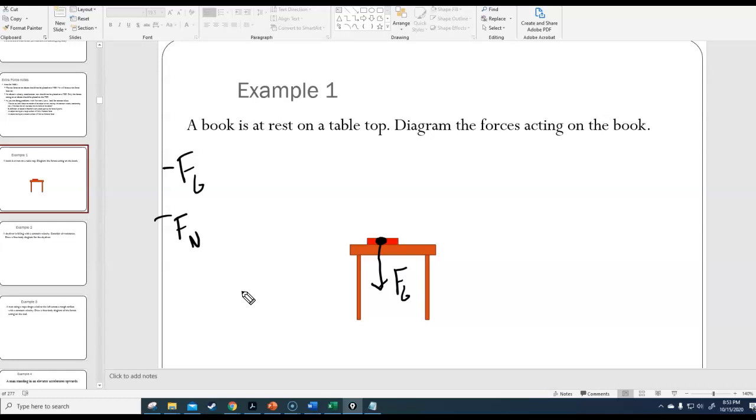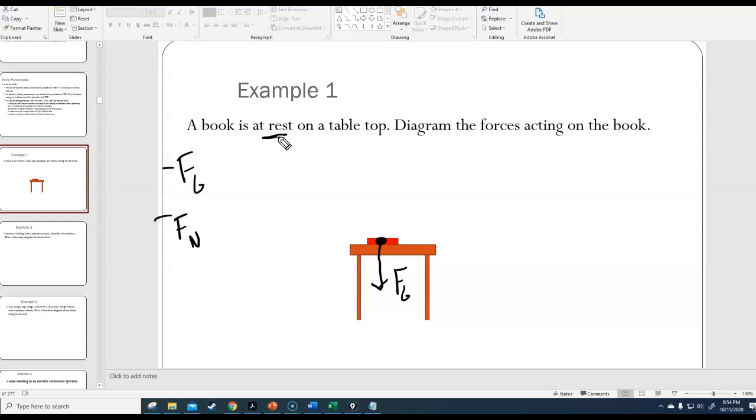So I'm running through my checklist. There's no rope or string, so there's no tension. Is the book trying to move? Is anything pushing on it? Is it actually moving? No. That means there's probably not any friction. There's nothing pushing on it, so there's no applied force. I think these are the only two forces acting.